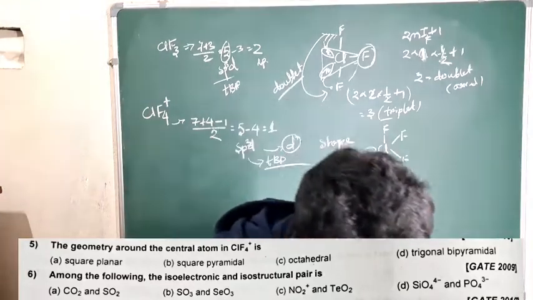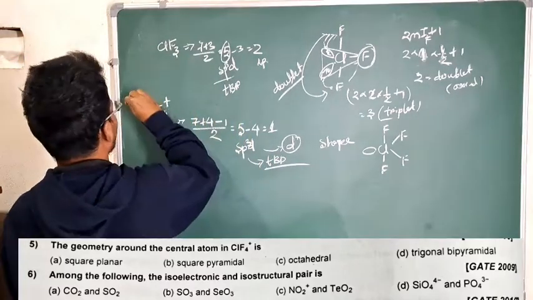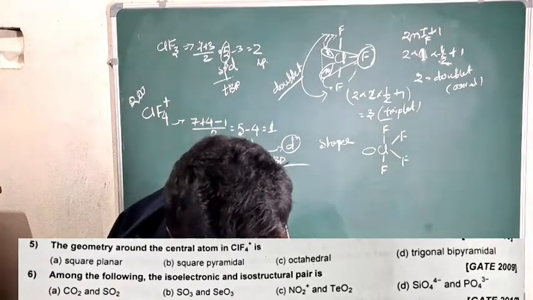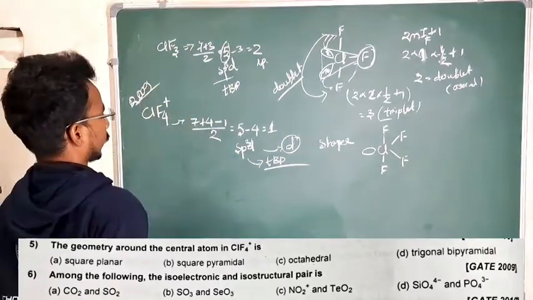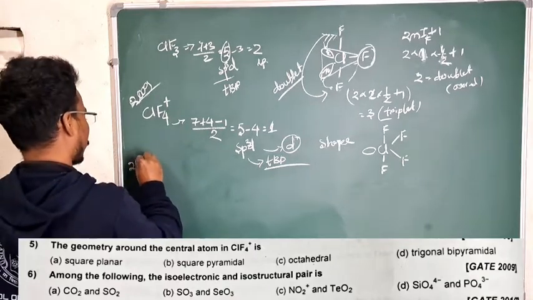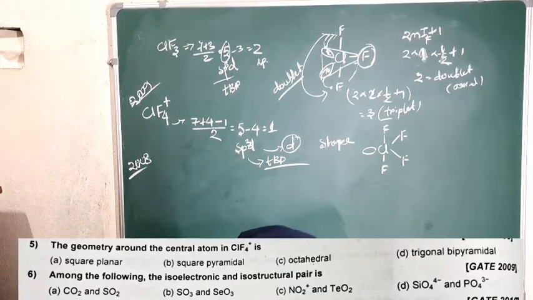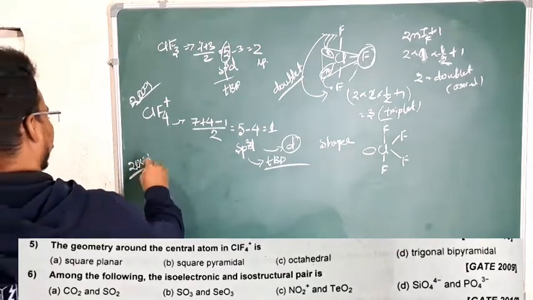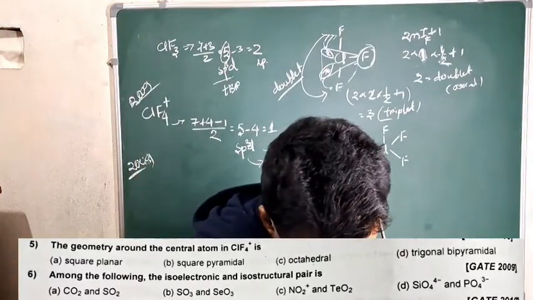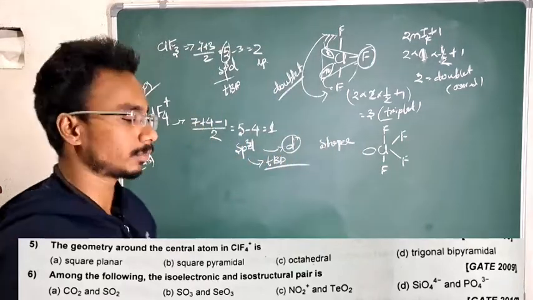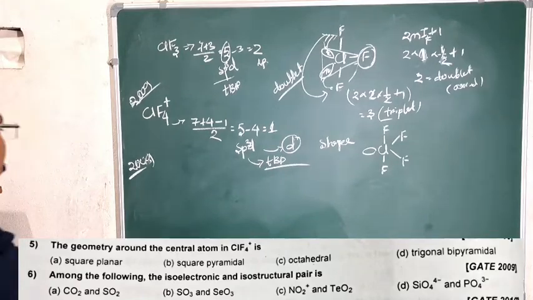Next question. Among the following, the isoelectronic pair, this is from 2009. We have to find the isoelectronic and isostructural pair.